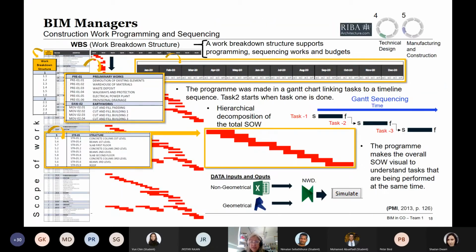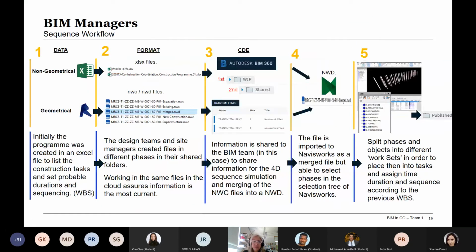The BIM managers, and then working out how they manage the information on the schedules, work breakdown structure, and then using data inputs and outputs from the model. So I think that will be very good and help you to understand how you can structure that information together for your presentation. Then the sequence workflow, so data, the format CDE, and then the coordination file, all the way to that coordination happening all the way to the end.